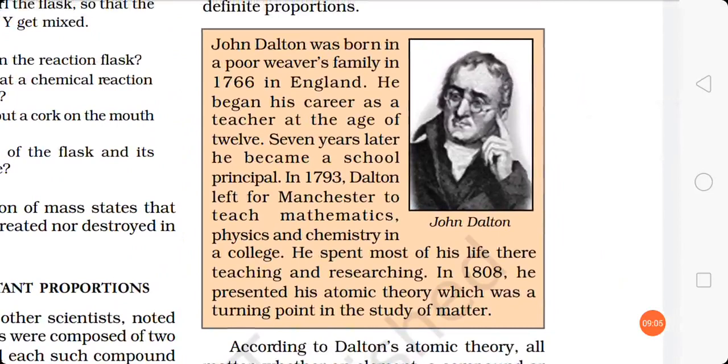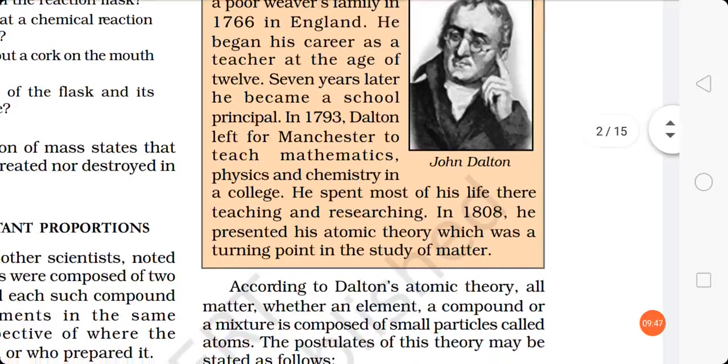First of all, in this box some information on John Dalton was given. That is too interesting, students. It says that John Dalton was born in a poor weaver's family in 1766 in England. He began his career as a teacher at the age of 12. Can you imagine, students? He began his career at just 12 and he became a school principal when he was 19. And we are just studying at this age. So we can say he was brilliant.